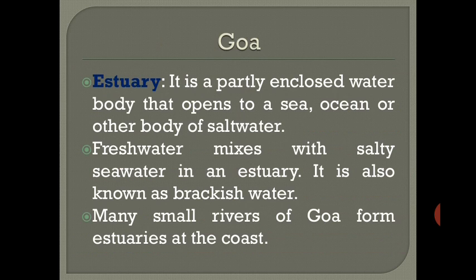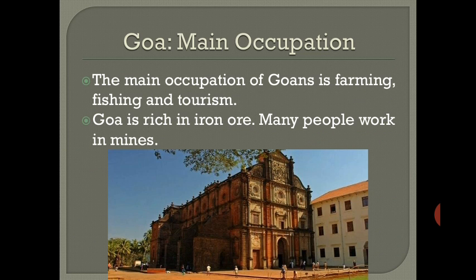Many small rivers of Goa form estuaries at the coast. Look at this, Goa. Main occupations. The main occupations of Goans are farming, fishing, and tourism. Goa is rich in iron ore, and many people work in mines.